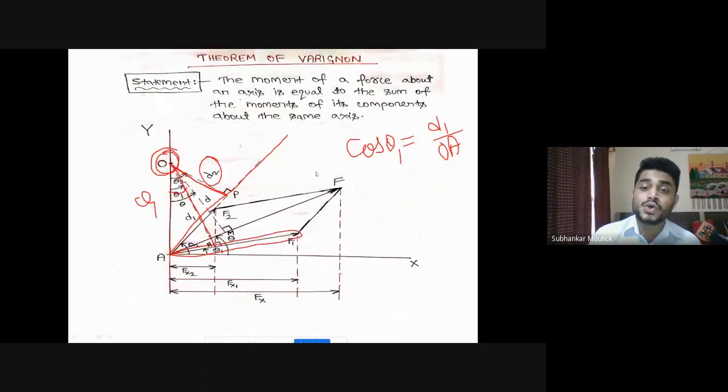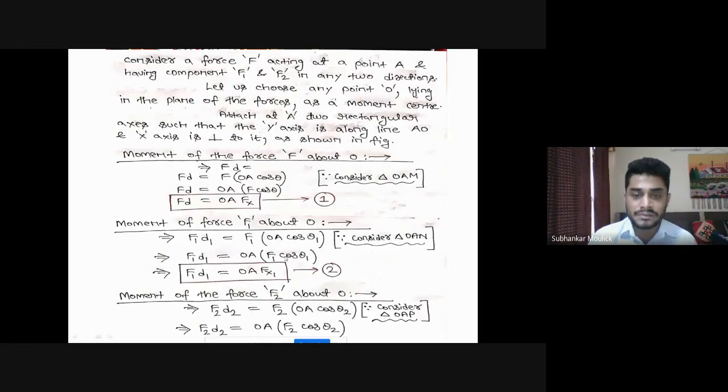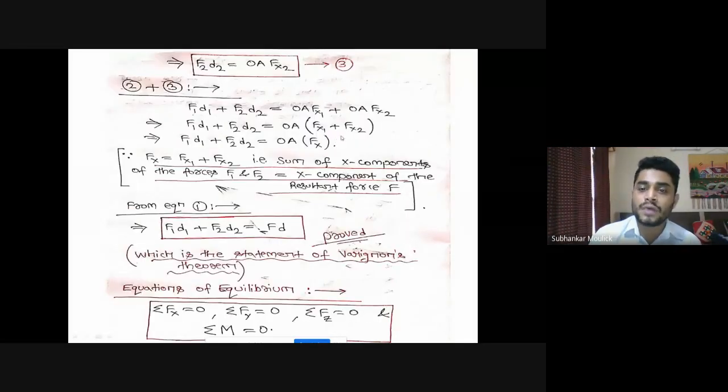And we know that Fx1 plus Fx2 is always equal to the resultant force F, which is Fx. That is the law in mechanics, that the resultant force F will always be equal to the summation of the resultant of individual components. That means Fx will be equal to Fx1 plus Fx2. So Fx1 plus Fx2, I can write as Fx.